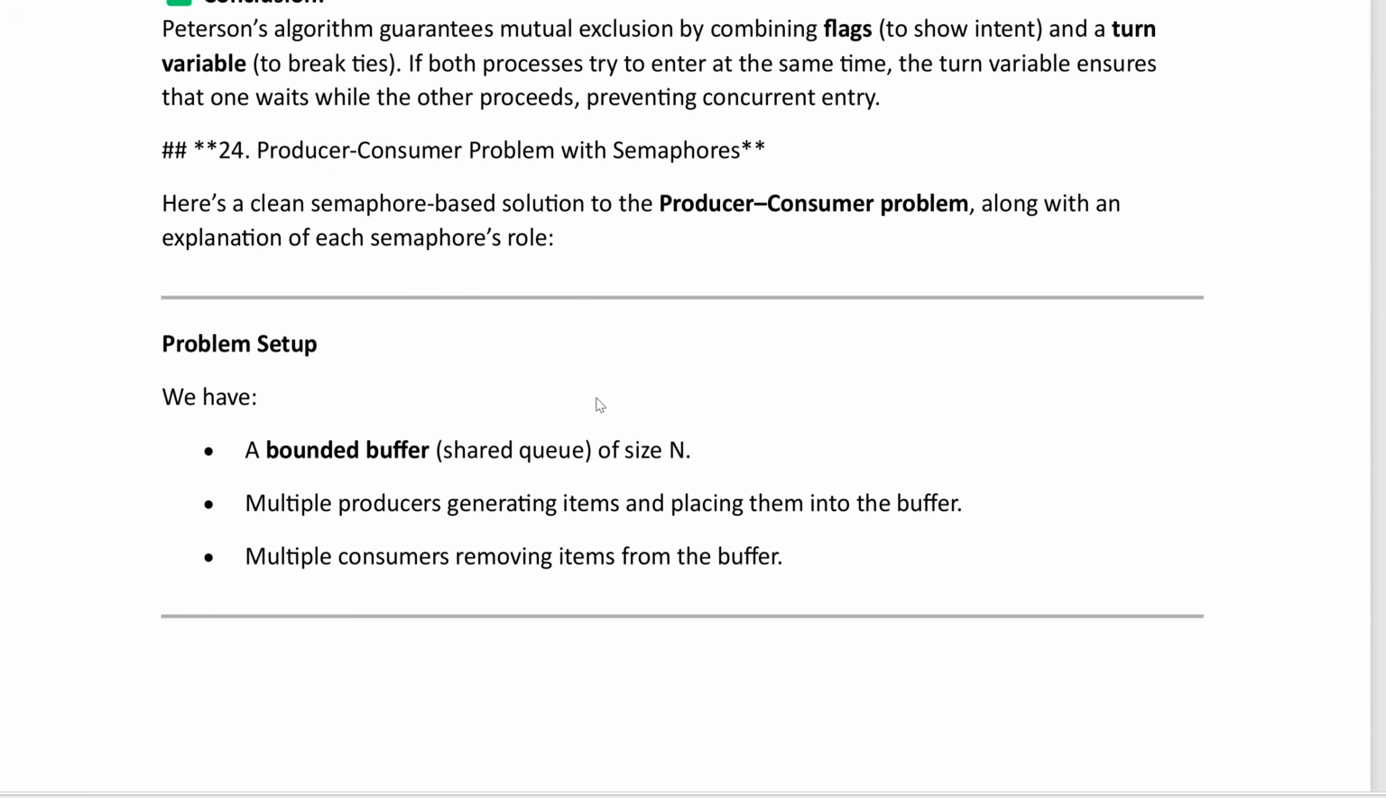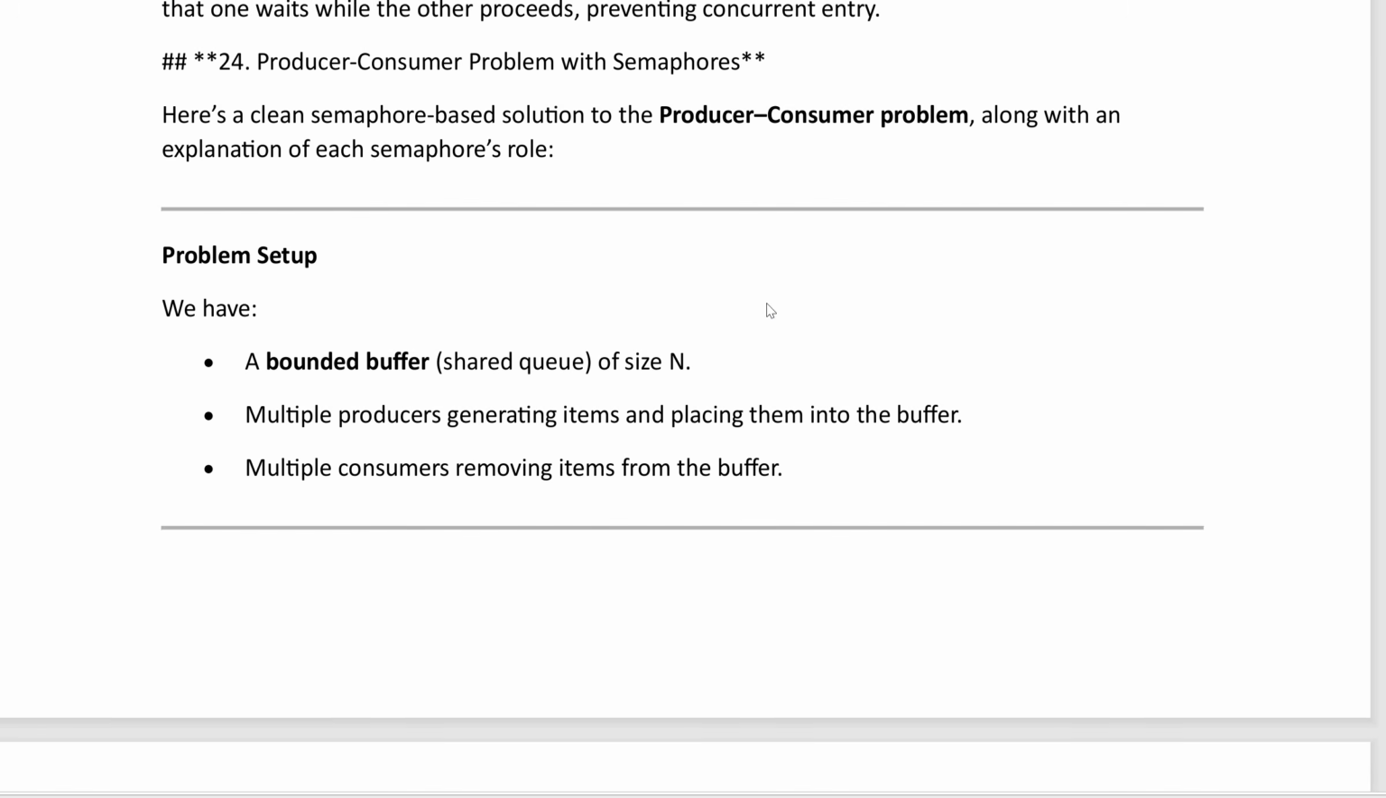So here is a clean semaphore based solution to the producer consumer problem along with an explanation of each semaphore's role. The problem setup is we have a bounded buffer whose size is capital N. Multiple producers will produce items, as the term signifies, and after producing those items, they will place them within the buffer. The consumer's role is vice versa: they will consume those items produced by the producer, or remove the item from the buffer.